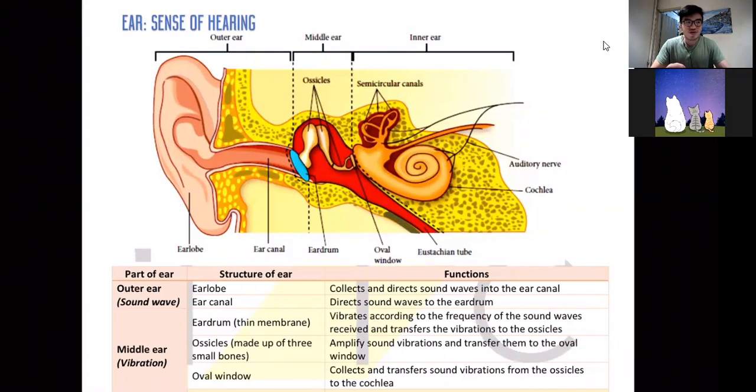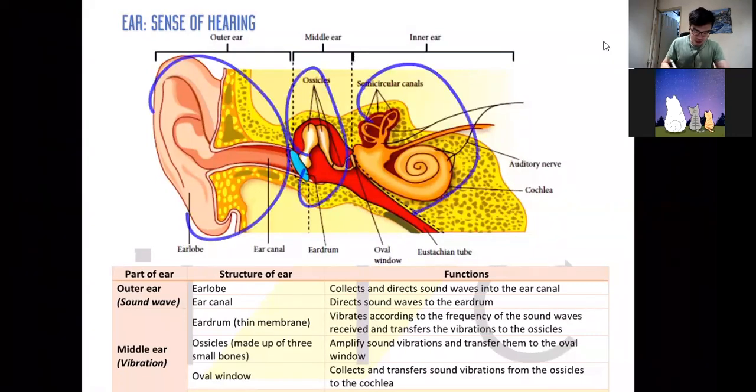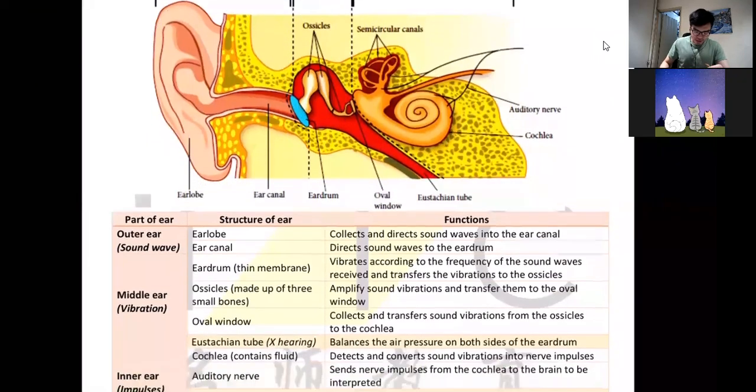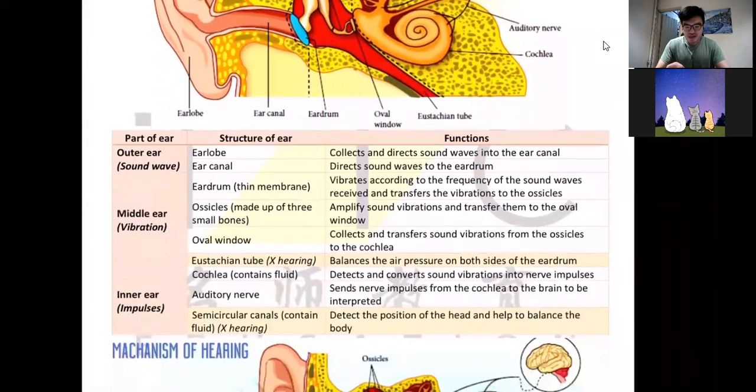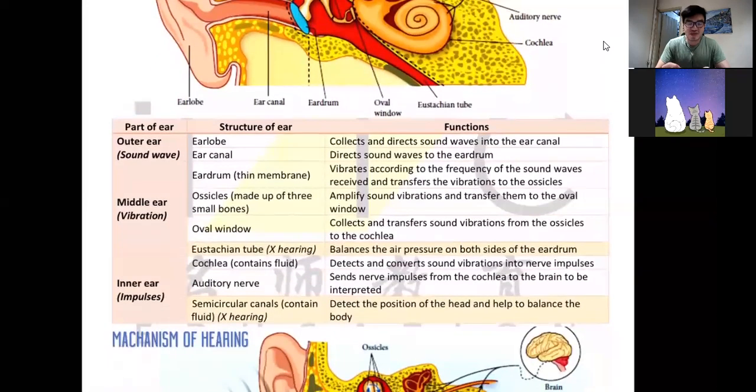So you have your outer ear, which is outside the ear, this part, the middle ear, and your inner ear. Let's look at our parts one by one. Compared to our eyes, the ear is easier to learn because it's only 7 or 9 parts, compared to our eyes, which is like 14 parts.